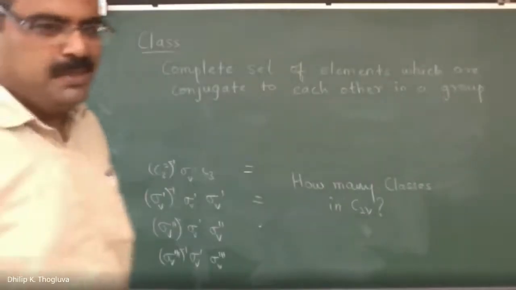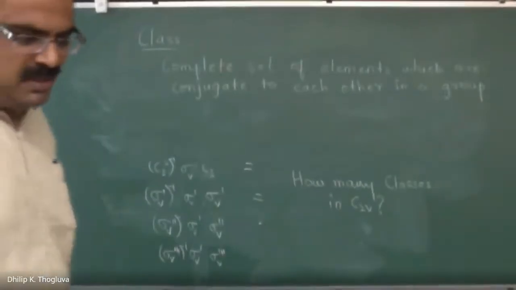Sir, if each element is a conjugate of itself, can't we say that every element will form a class? Why can't we say like that? Yes, so can't we just say that C3 itself is a class because it has itself and its conjugate in itself?